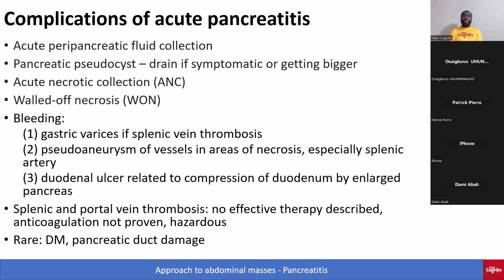Okay, so the complications again: acute peripancreatic fluid collection. There can be fluid collection around the pancreas. Number two, pancreatic pseudocysts, and that pseudocyst can be really big and cause a lot of tissue spacing, so you want to watch out for that as well. And then there can be acute necrotic collection, and that's why we're saying, if the patient is not getting well, those kinds of things. And there can also be complications with bleeding.